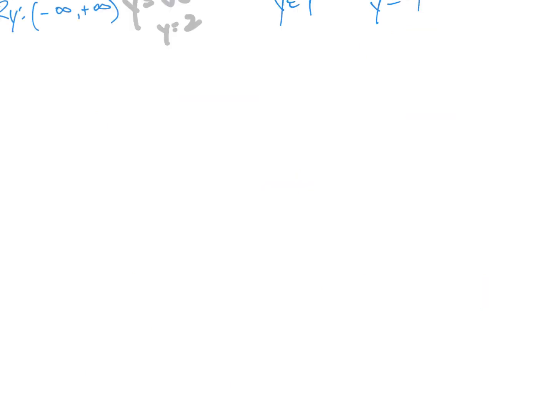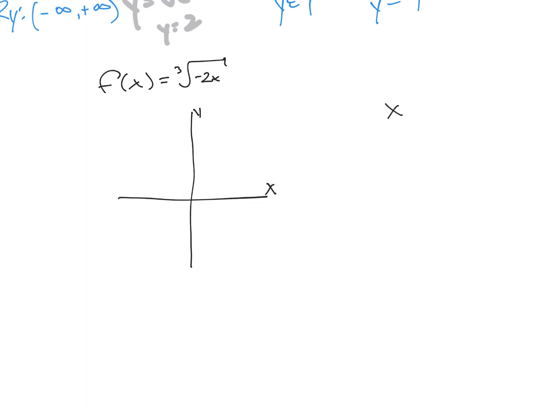Okay, next one I'm going to do is f of x equals the cube root of -2x. Well, my start point is still at 0, 0. Hopefully most of you can see that. And the reason is because there's nothing added or subtracted inside with the x, and there's nothing added or subtracted on the outside.